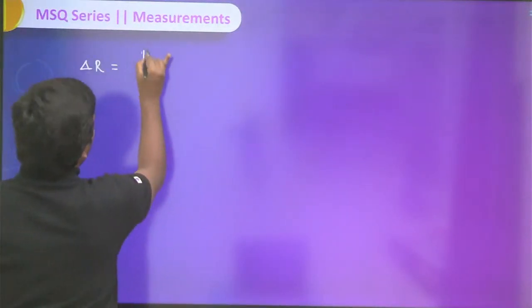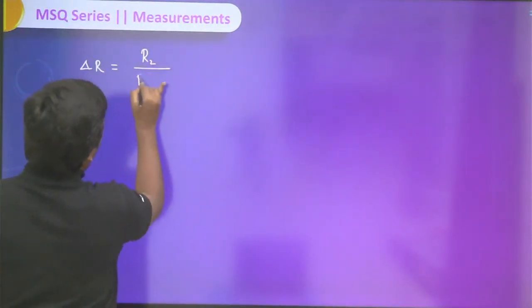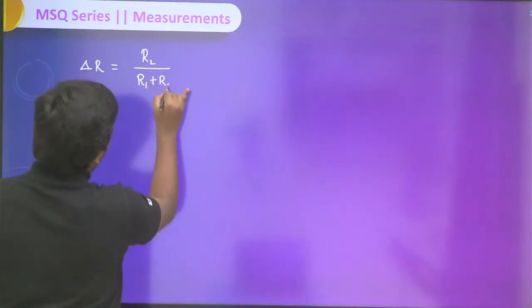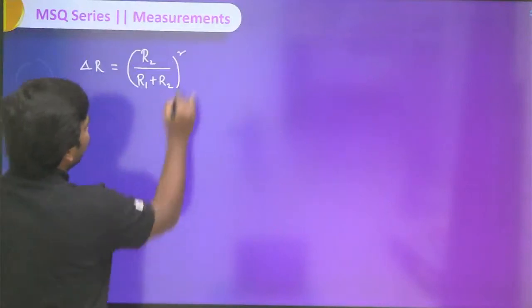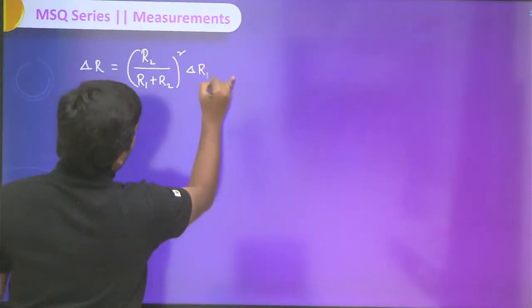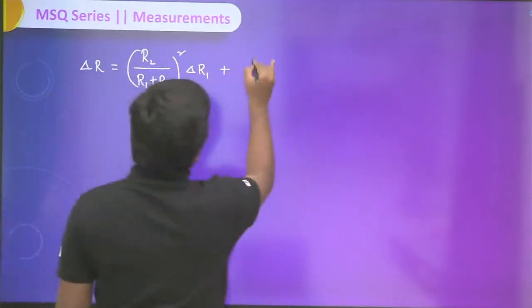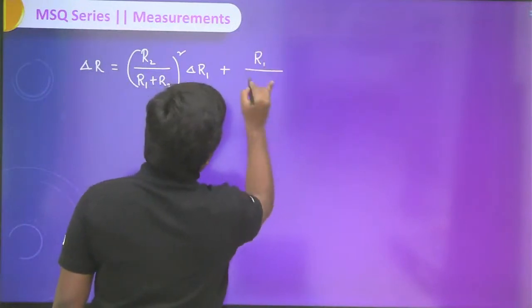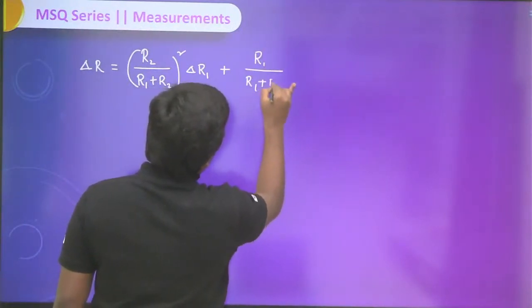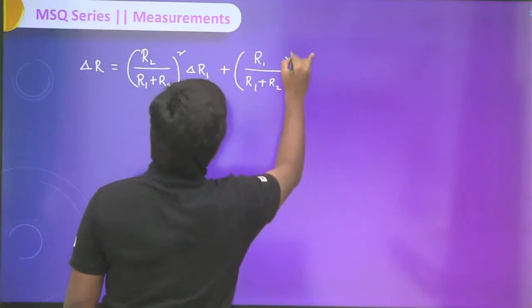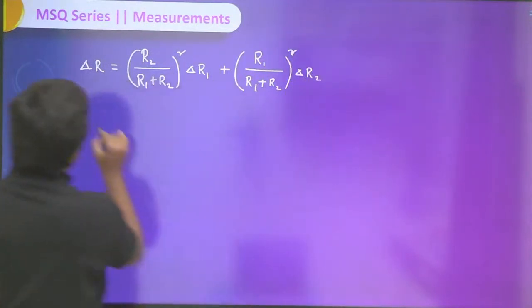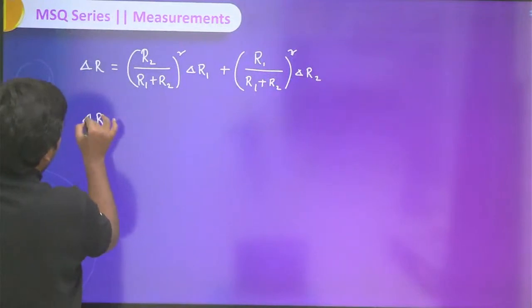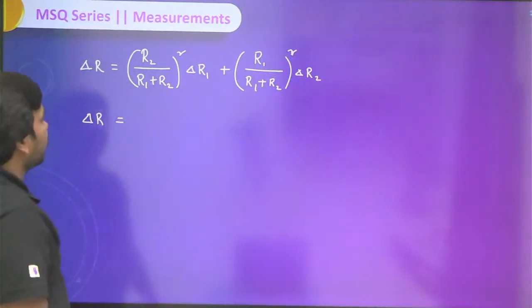So, R2 divided by R1 plus R2 whole square, that is what we have. And then, additional to that, we have delta R1. Correct? Then moving ahead, R1 divided by R1 plus R2 whole square into delta R2. Now we are almost at the end of the solution. Delta R is equal to R2 by R1 plus R2 whole square into delta R1, plus R1 by R1 plus R2 whole square into delta R2.